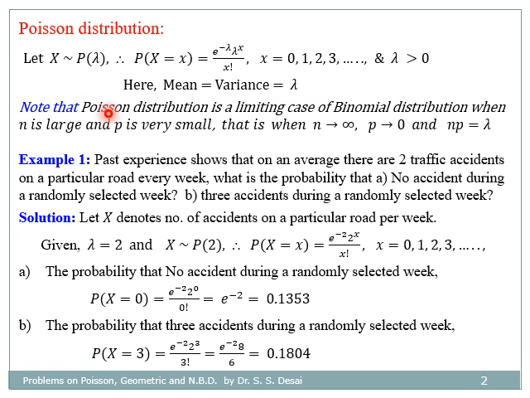And note that Poisson distribution is a limiting case of binomial distribution when n is large and p is very small. That is, when n tends to infinity and p tends to 0, and if we consider n into p equal to lambda. Now let us consider the first problem.